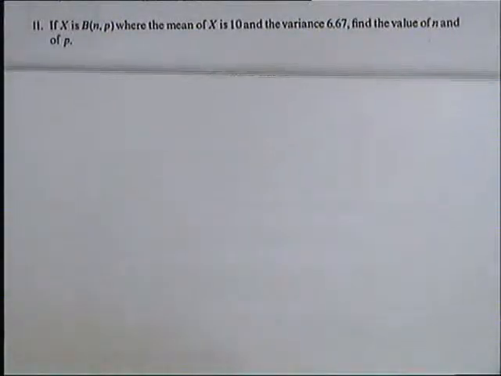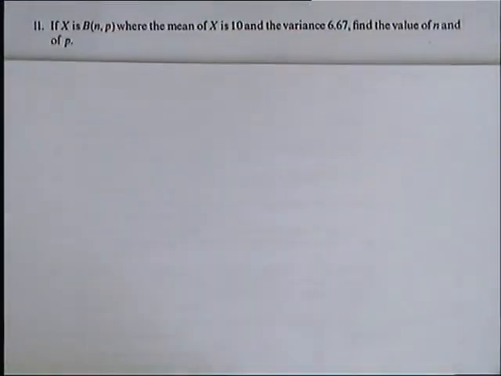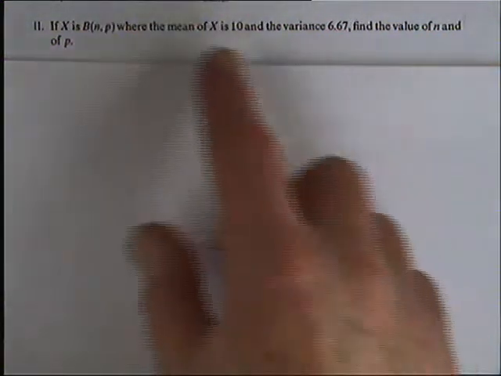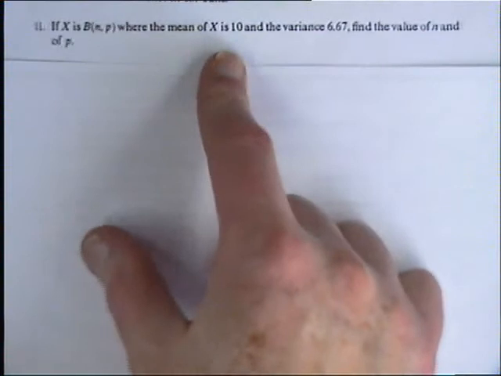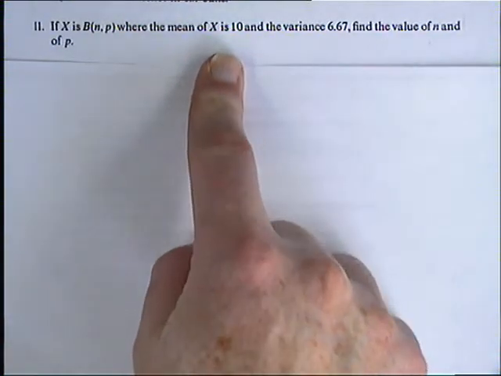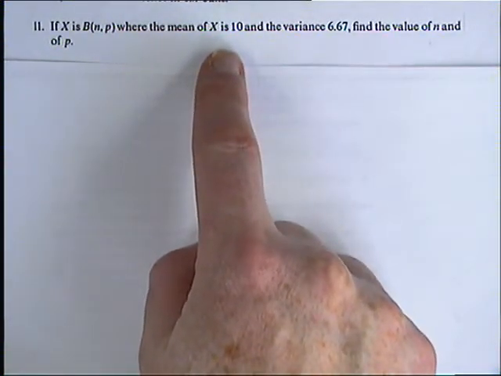Question 11, you're told x is binomial, you're told the mean is 10, the variance is 6.67, you've got to find the value of n and p. How do we work out the mean of the binomial? n times by p. So n times by p will be 10.